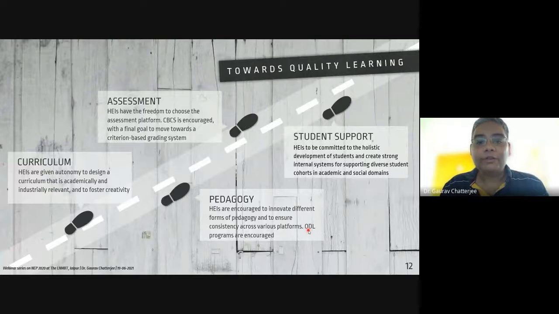Finally, is the student support. The HEIs have to be committed towards the holistic development of the students, and they need to be proactive in creating strong internal systems for supporting diverse student cohorts in both academic and social domains. In fact, they left out the financial domain. Maybe that's a part of social domain only, but academically, socially, and financially, we have to support different diverse student cohorts. And according to the document, if the HEI could follow these, we would be right on the track towards encouraging quality learning.